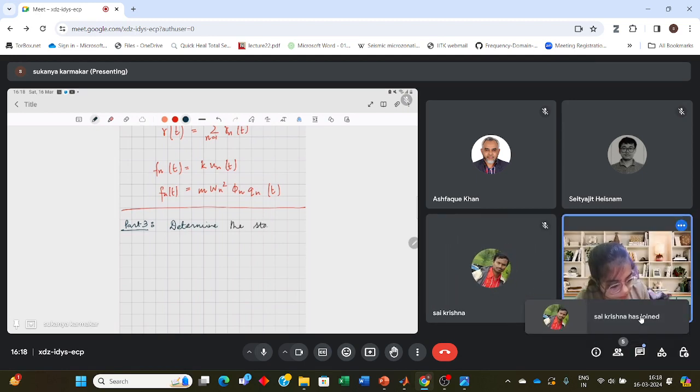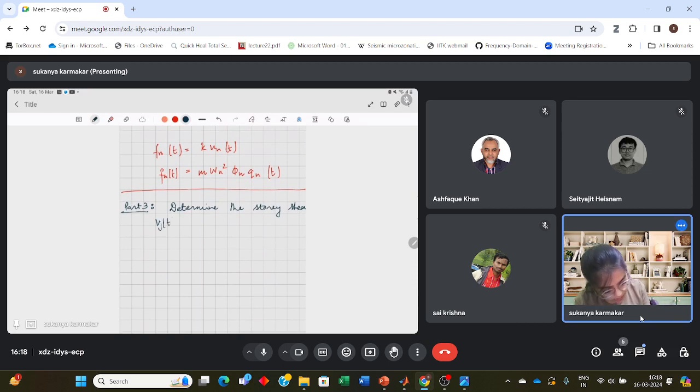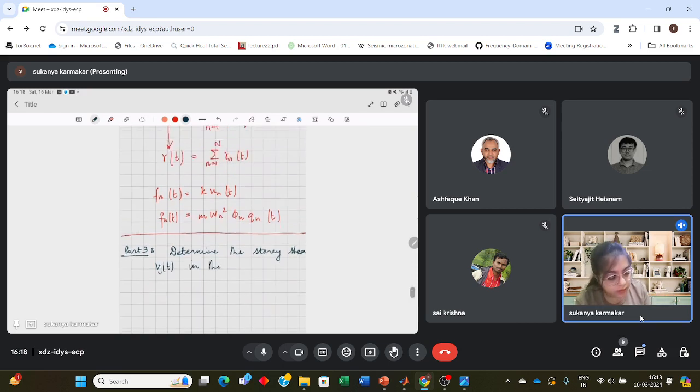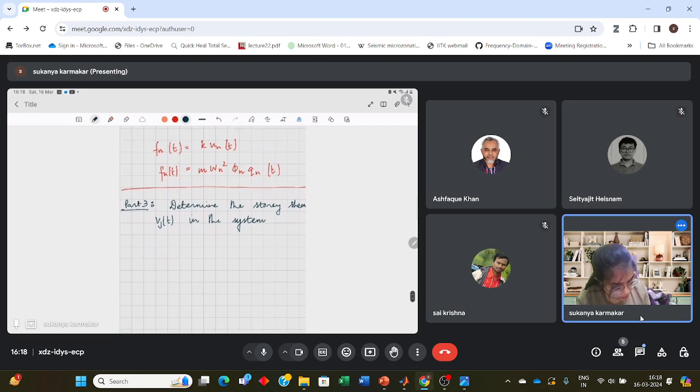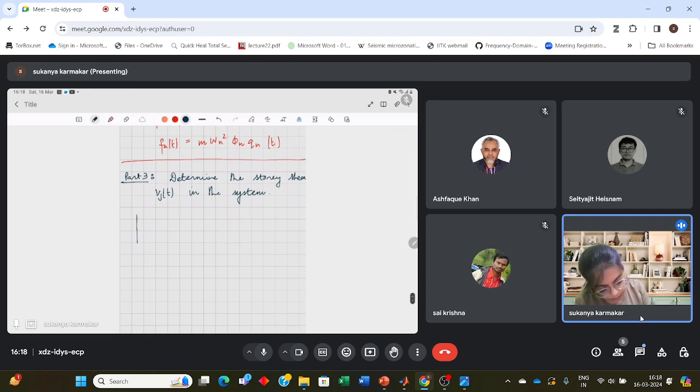Determine the story shear V_j(t) in the system, and we'll be considering only the steady state response. If the system is something like this, this is the system which we have. This is floor 1, floor 2, right.